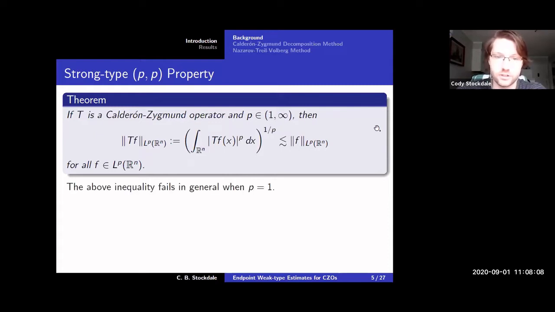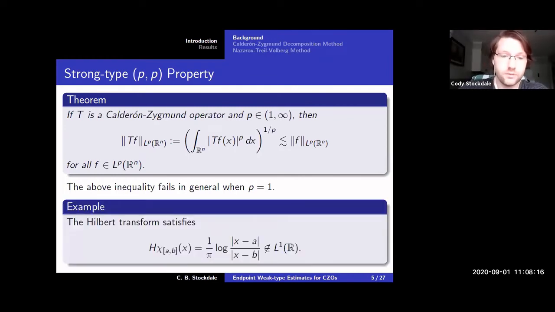Well, we can see that in general, the inequality will fail when p equals 1, because we can take just the Hilbert transform, and if we apply the Hilbert transform to just a characteristic function of an interval, so it's just 1 when you're inside the interval and 0 otherwise, you can just integrate, and you'll see that the Hilbert transform is going to be this logarithm, and that function won't even be in L1.